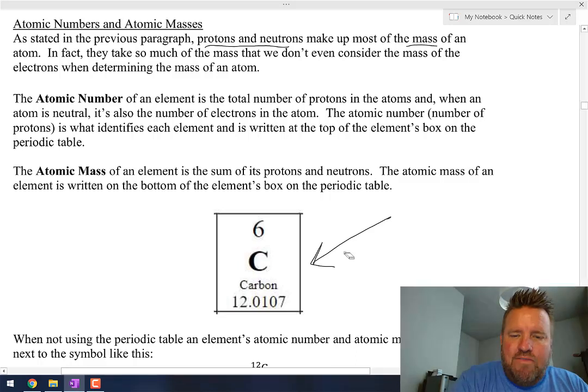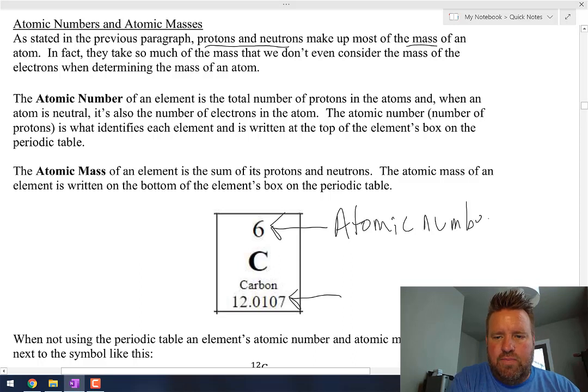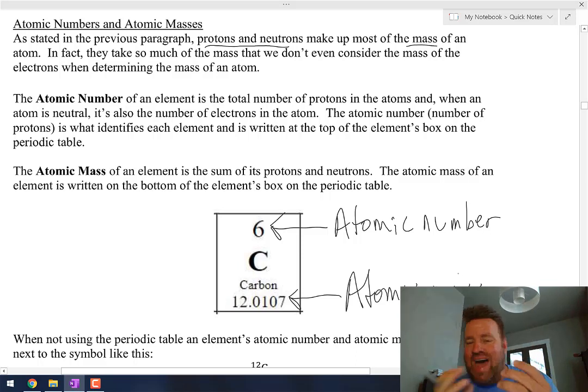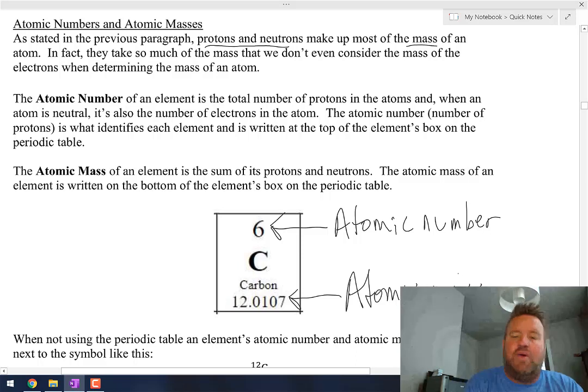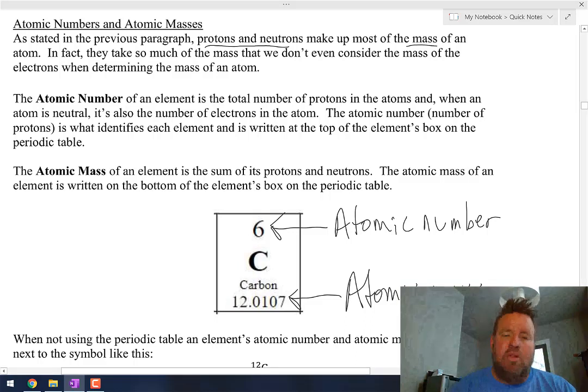Now, every element on the periodic table has a number on the top here and a number on the bottom here. Okay, this top number is what we call the atomic number. And the bottom number, there's lots of different ways to call this. One of the ways is just to call it the atomic mass. Sometimes it's called the mass number. Sometimes we're going to refer to it as the molar mass. But you'll notice that every name has the word mass in it. So it's either the atomic mass, the mass number, the molar mass.